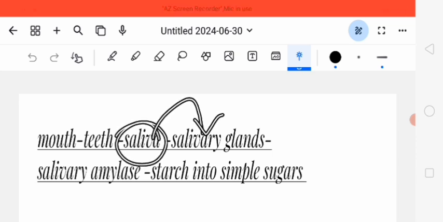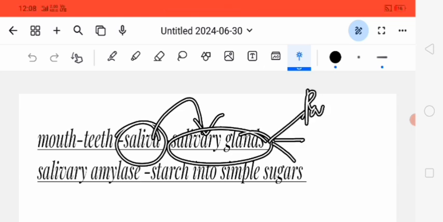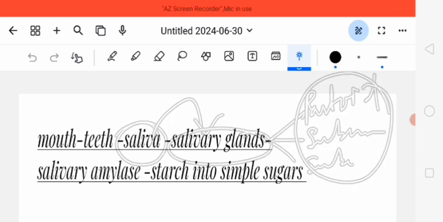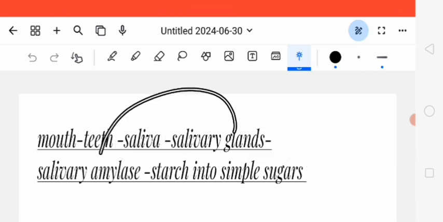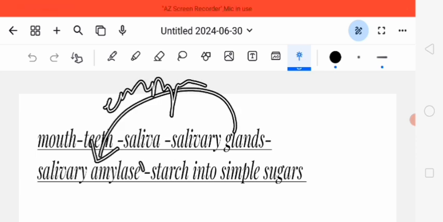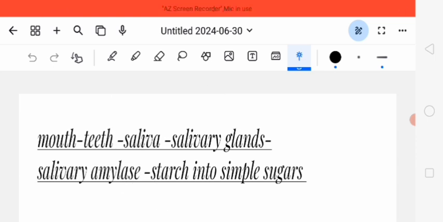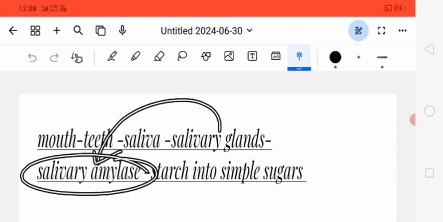Mouth also has saliva. Saliva comes from salivary glands. The salivary glands have 3 types: parotid gland, submandibular gland and sublingual gland. These 3 glands secrete the saliva into the mouth. Salivary gland also has an enzyme. You always remember when the word ends with ASE, it will mostly tell that it is an enzyme. So the salivary gland has a salivary enzyme, that is salivary amylase.